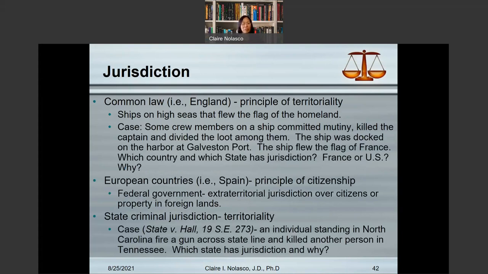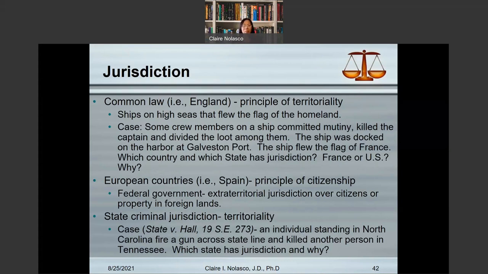Now let's go to jurisdiction. This is also important because under Texas law, the Texas Criminal Code and Penal Code only applies within the jurisdiction of Texas. So we have to know what is the jurisdiction of Texas. Beyond that, Texas law no longer applies.